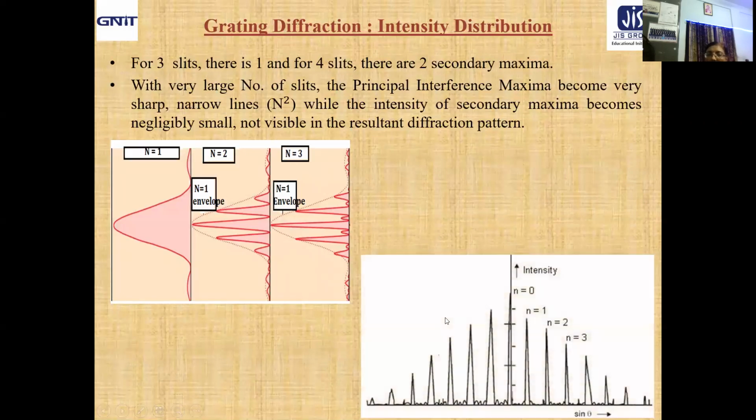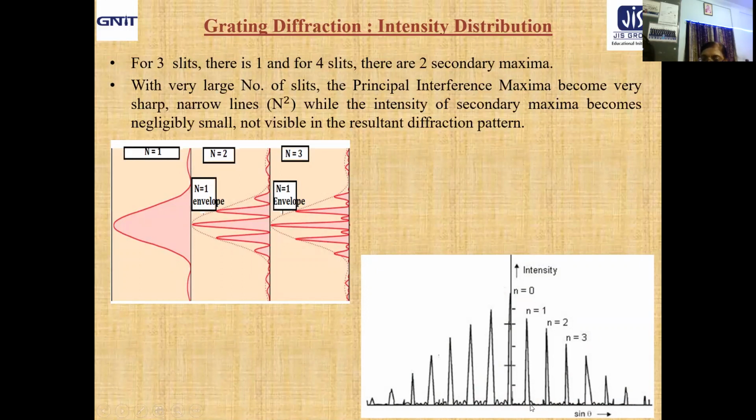Now let us take a look at the overall intensity distribution for n slit diffraction. Here along y, it is the intensity. Along this axis is the sine theta term. Since n is very large, in this portion you see the single slit diffraction envelope. These are the interference maxima you are getting. Just take a look, they are very sharp and narrow. Compared to this, which was broader, it is now sharper. It is much sharper because the number of slits increases.